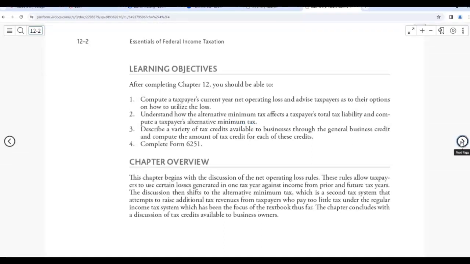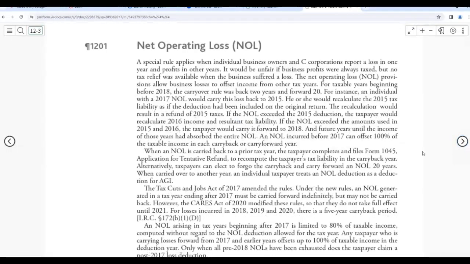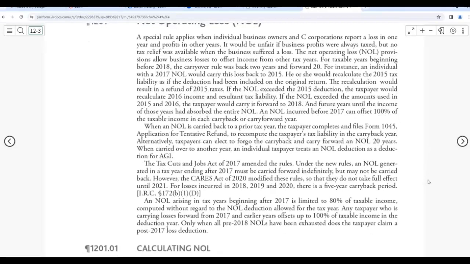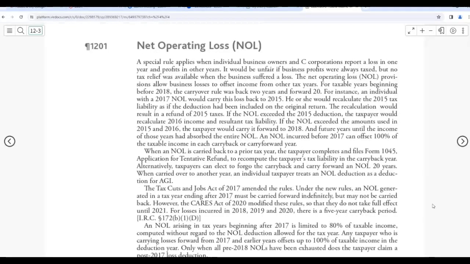Okay, so let's go. This is the learning objectives, but let's go forward and see the first part, net operating loss. This net operating loss by itself is a rule that has been changed so many times. By the time you try to learn it, they change it again. And the rules are constantly getting edited. So I'm going to try to go over this net operating loss situation, but hopefully you don't get lost in between these rules.